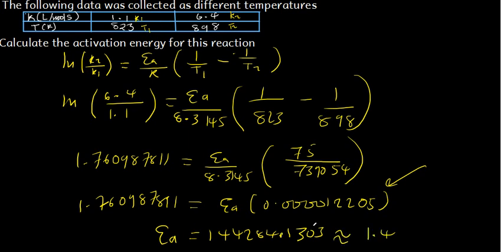The decimal point is here to move 1, 2, 3, 4, 5. So it has moved 5 times. So that is 1.4 times 10 to the power 5. So the unit is joule per mole. So that is how we get to apply this form of the Arrhenius equation to answer questions.